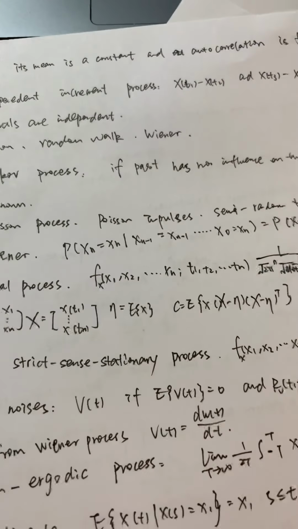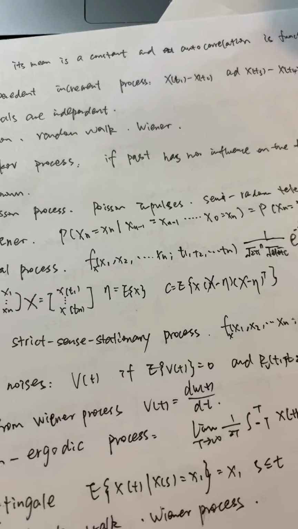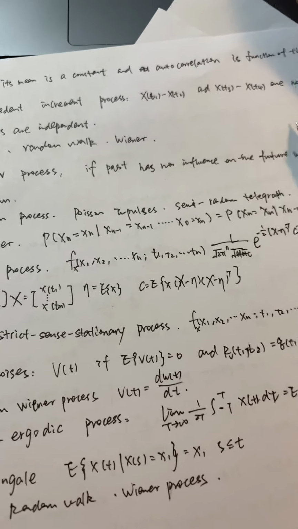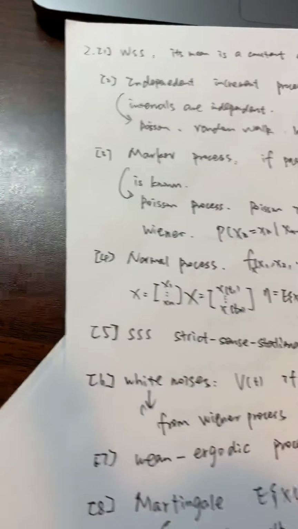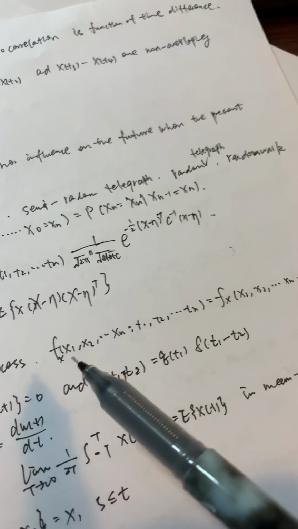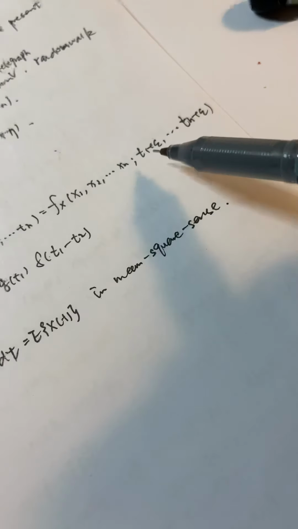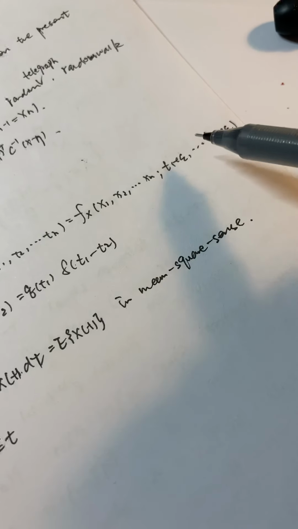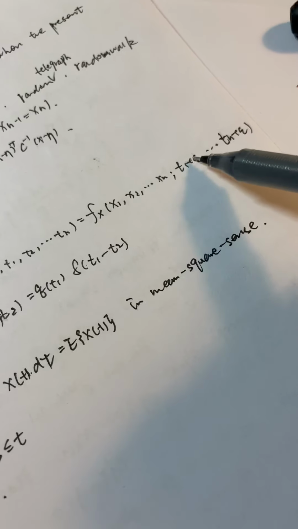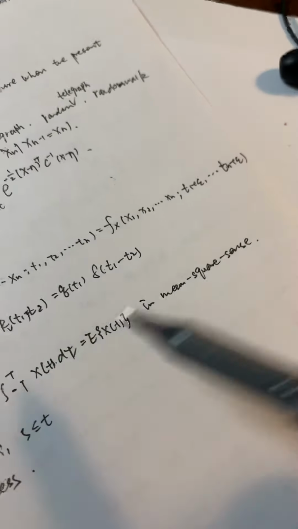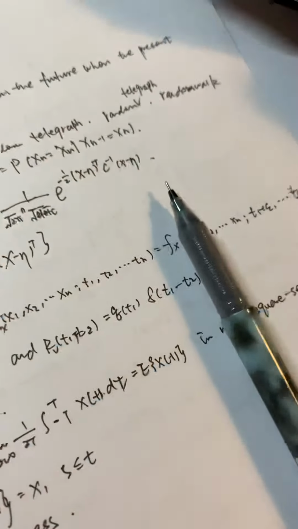The fifth process is a strict sense stationary process. We call it SSS. It has the condition that the density of this one equals the density when time is all shifted by an amount tau. It is a hard condition to meet.